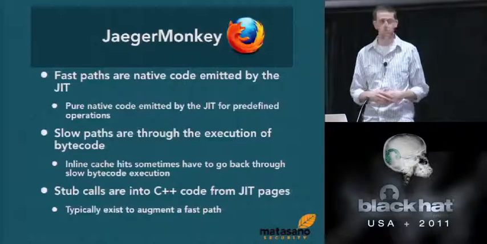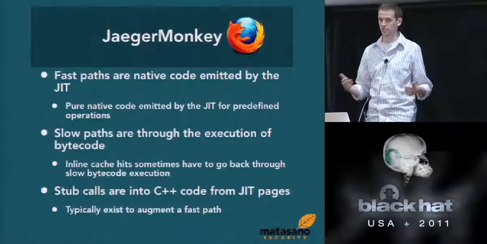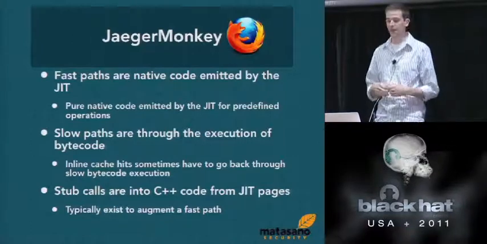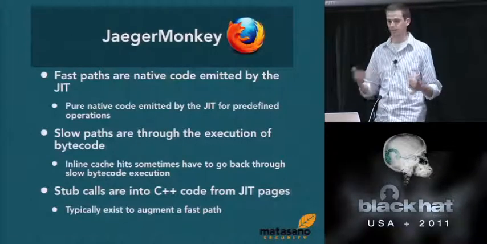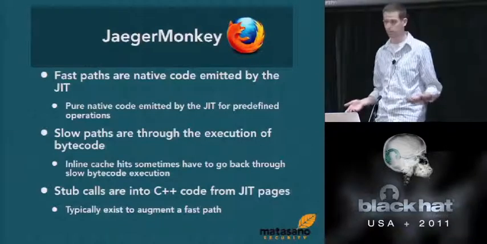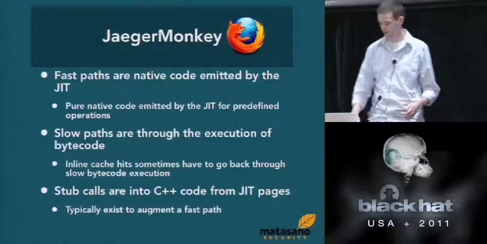And then there's stub calls. Stub calls are defined as when JIT code has to call into an existing C++ function in some library that was shipped to you in the browser. And that's typically done for when fast paths haven't been fully implemented yet, or they're there to help augment a fast path and do some operation that's not easily done through JIT emitted code.